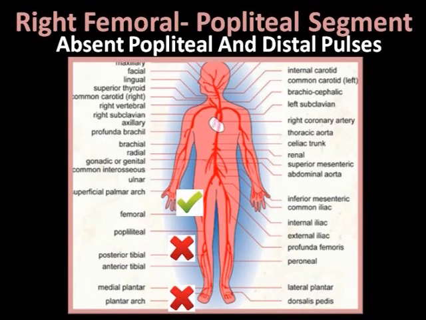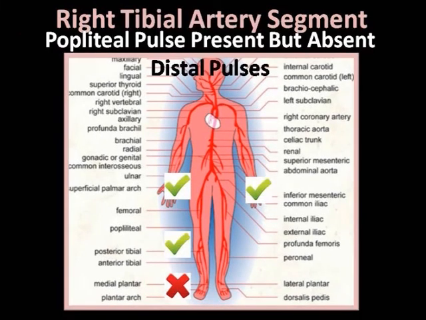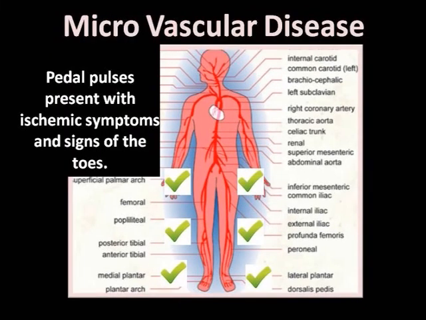The femoropopliteal segment would indicate to one that the femoral pulse is present, but the popliteal pulse is not present. Tibial artery segment would indicate to us that the popliteal pulse is present, but the tibial posterior and the dorsalis pedis pulse are absent in this particular limb. Microvascular disease would be indicated where both the dorsalis pedis pulse and the tibial posterior pulse are present, but the patient still has severe ischemia in that limb.